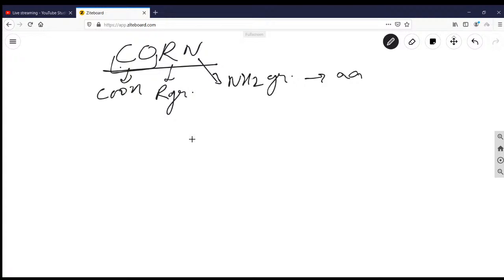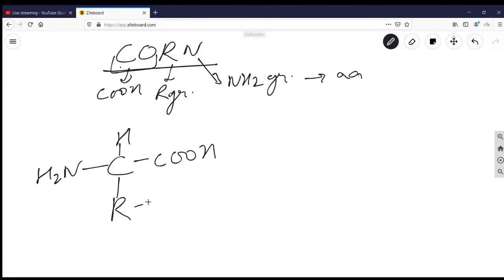So we all know that every amino acid is like this at its core. This is the core, and this is the R group. In glycine, the R group is H. In alanine, the R group is CH3. Every amino acid differs here only. So COOH to R to H2N, this is how we will go.